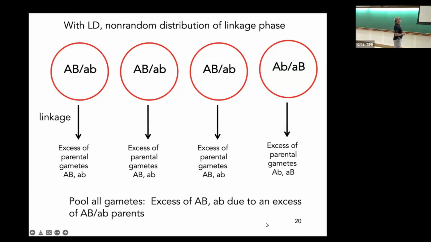Conversely, now I've got 3 big A, big B. That's a departure. I expect 2 out of 8. I now have 3 out of 8. Same thing. Now when I pool the gametes, I get an excess of big A, big B, little a, little b. Why? I have an excess of big A, big B, little a, little b parents. So linkage is what do I see in the gametes from a particular parent. LD is what do I see when I sample the population.